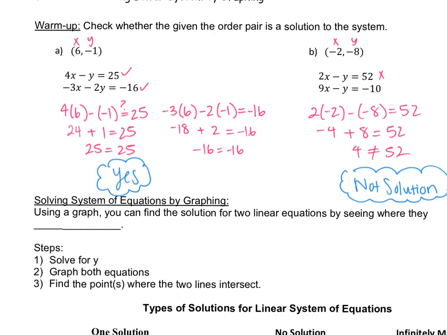But now let's get into solving a system of equations. So what I mean by that is, let's say you're given equations and you're trying to find the coordinate that makes it a solution. That's what we call solving a system of equations. And there are 3 ways you can do it. Today, you're going to learn the first way, which is by graphing.